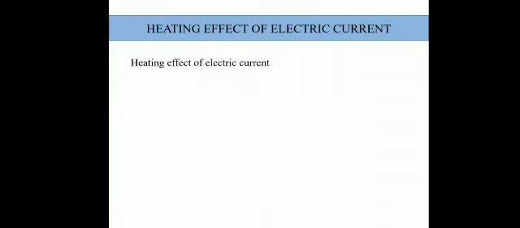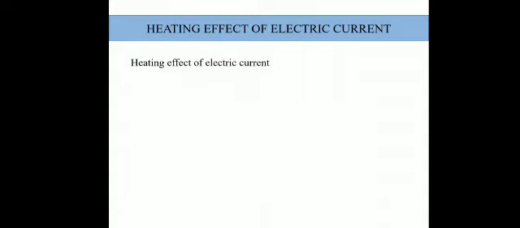The second important effect is magnetic effect of electric current. Whenever a current is passed through the wire, it also starts behaving like a magnet, which we will see in the coming classes in the next lesson. There is also a third effect, which is called chemical effect of electric current. Whenever a current is passed through a liquid material or an electrolyte, some chemical reactions take place. Okay, but today we'll be talking about only heating effect of electric current.